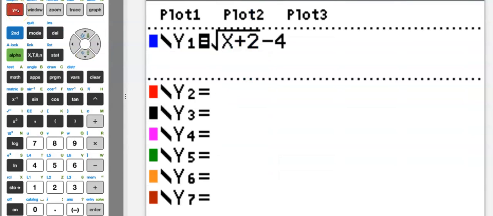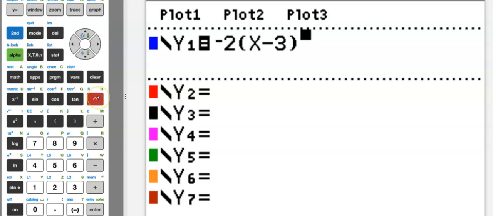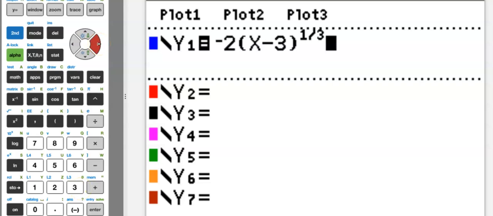So we're back in our y equals, clearing out what we just did. -2 parentheses, x minus 3, close parentheses, raising that to the 1/3 power. So I just did 1, the division sign, 3. I'm still in the exponent, so I want to make sure that I arrow to the right to get out of there, plus 4.